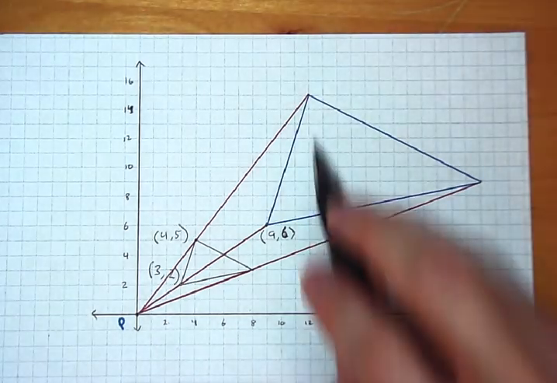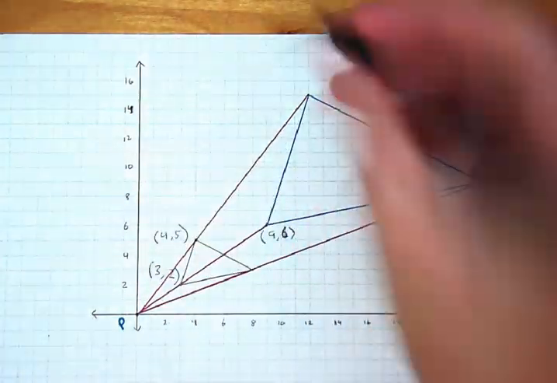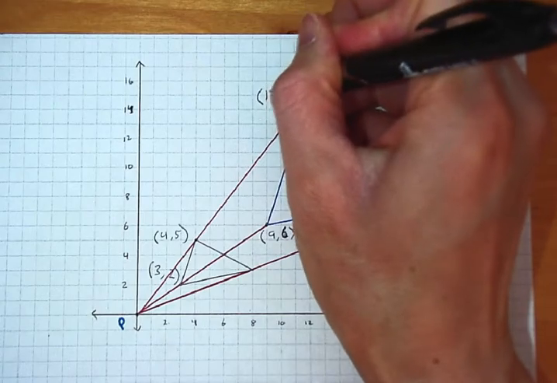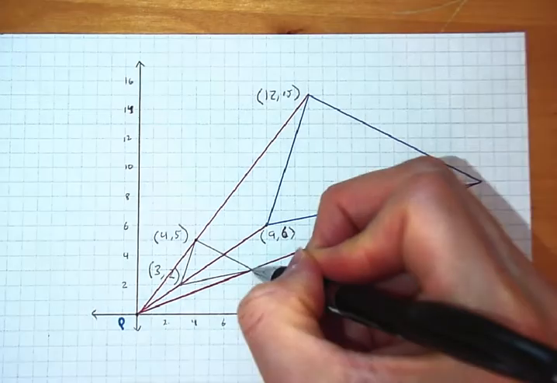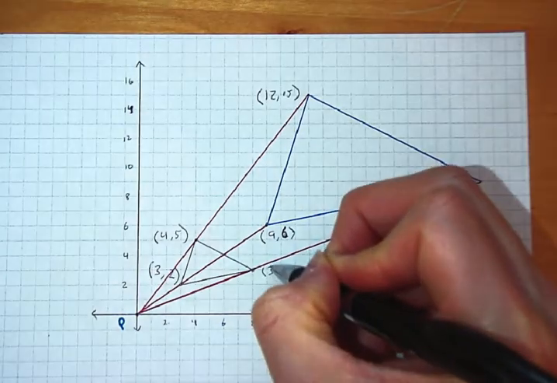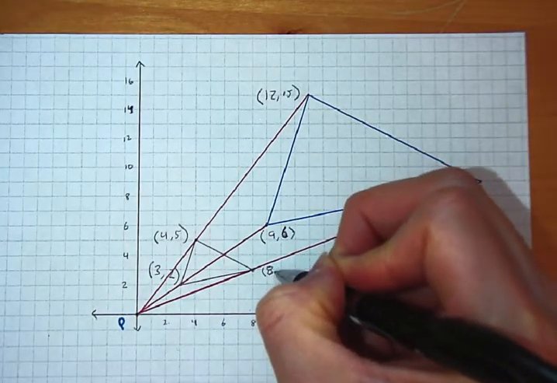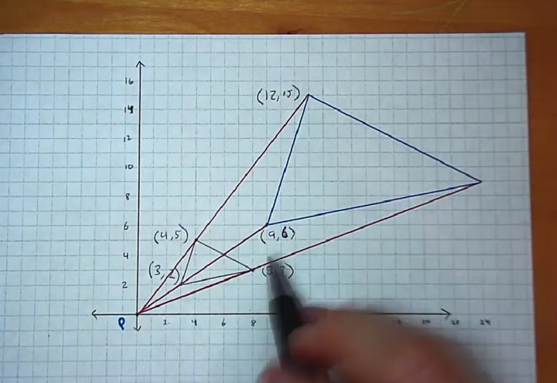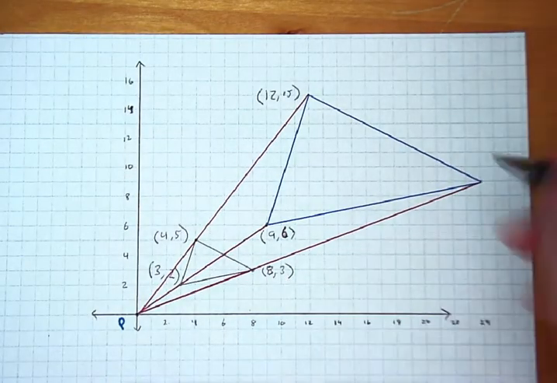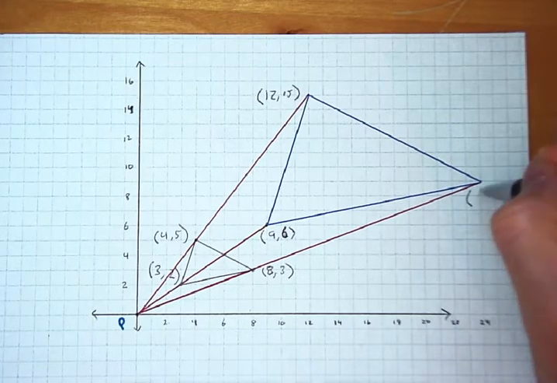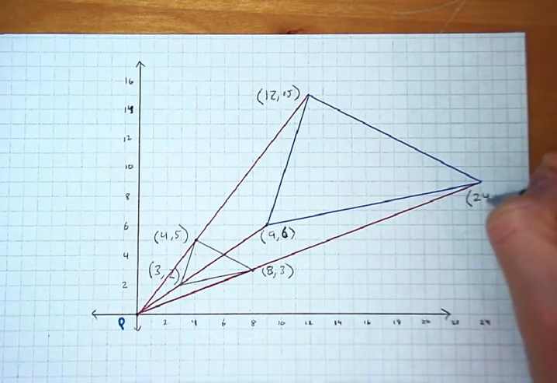12, 15. This point right here, 8, 3. So 8 times 3, 24. 3 times 3, 9. So over here, 24, 9.